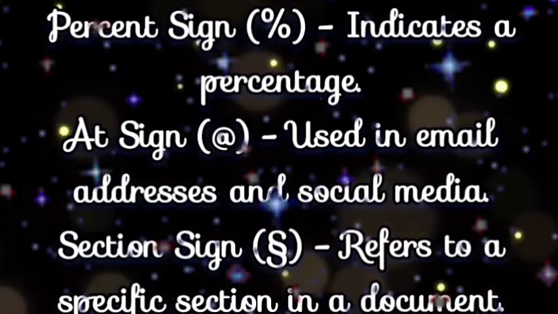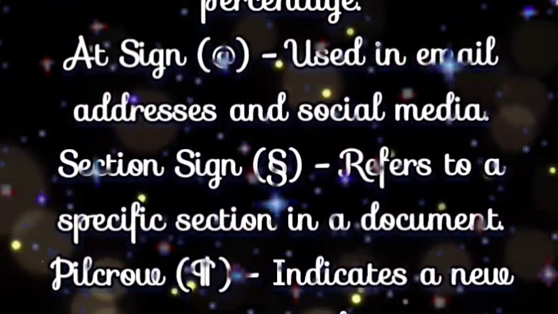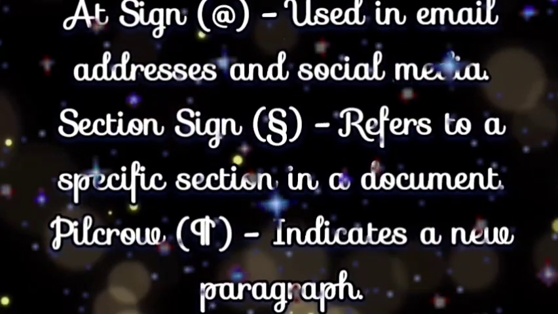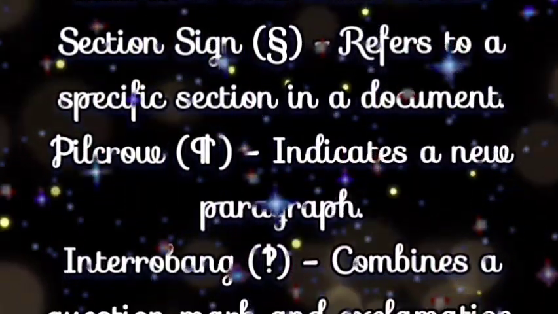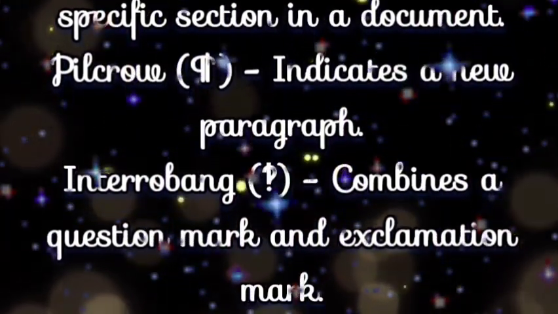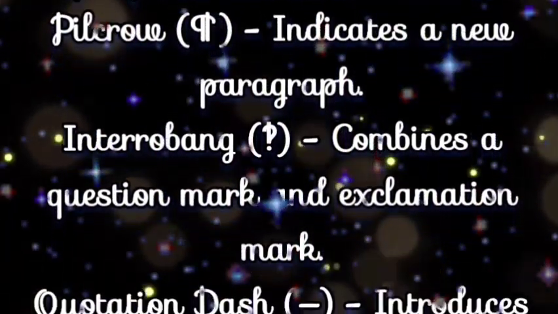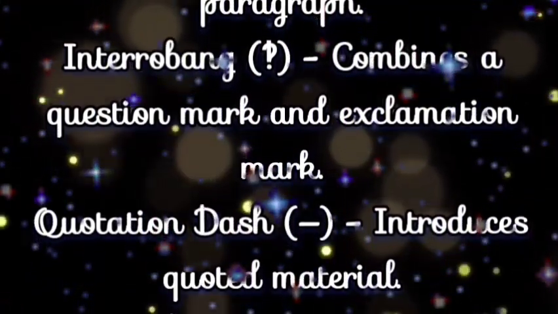Section sign refers to specific sections in a document. Pilcrow indicates a new paragraph. Interrobang combines a question mark and an exclamation mark. Quotation dash introduces quoted material.